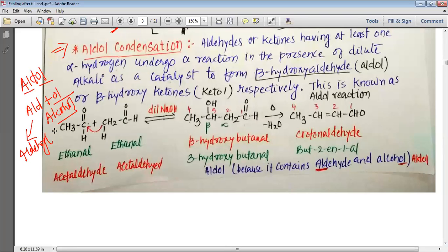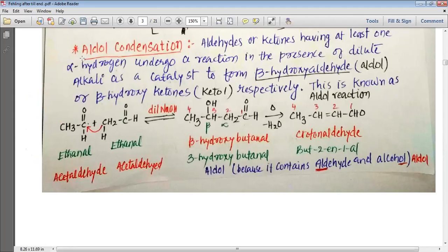Now, if you find any compound which has both this aldehyde group and alcohol group, that means a hydroxyl group and an aldehyde group present in the same compound, such a condensation, or if the reaction gives such a compound, sorry dear students, such a condensation or such a reaction is known as the aldol condensation. So aldol comes from aldehyde and alcohol group.